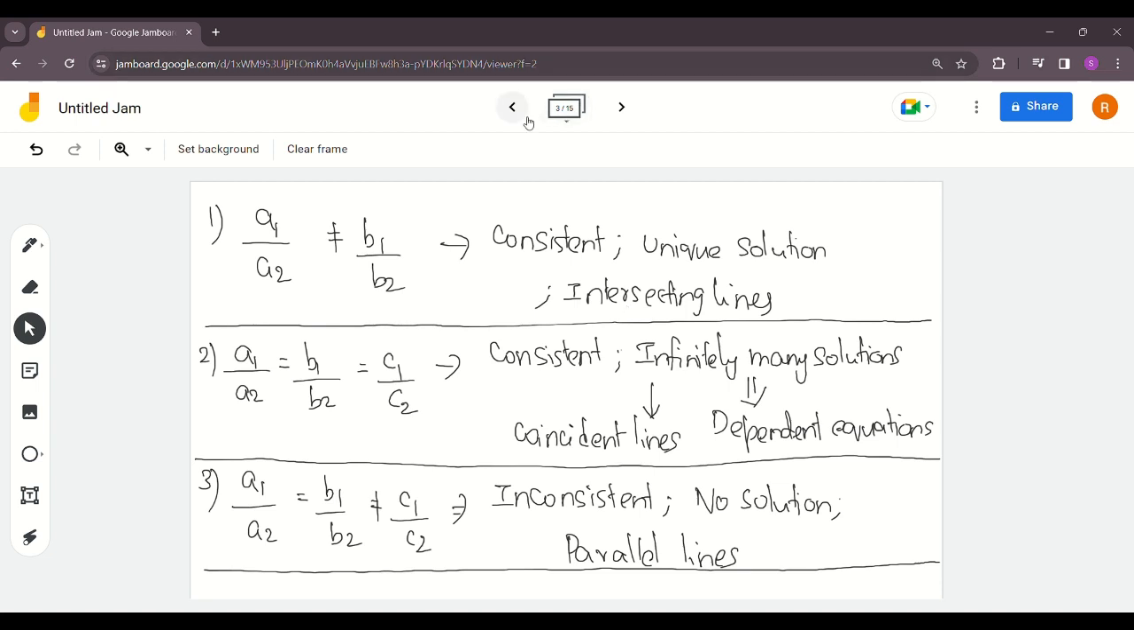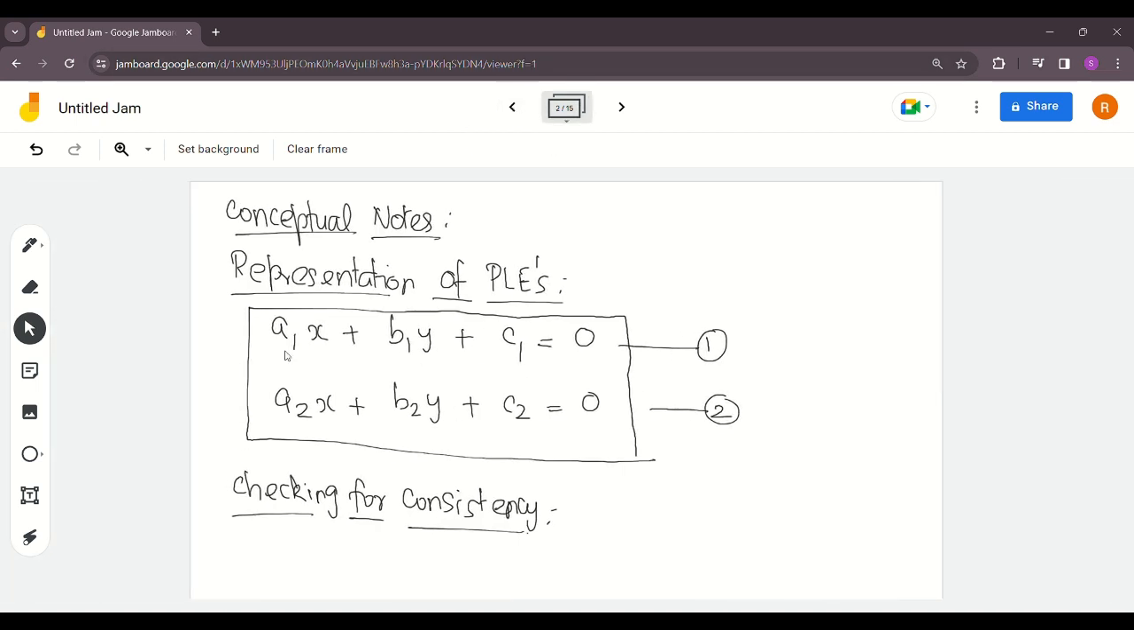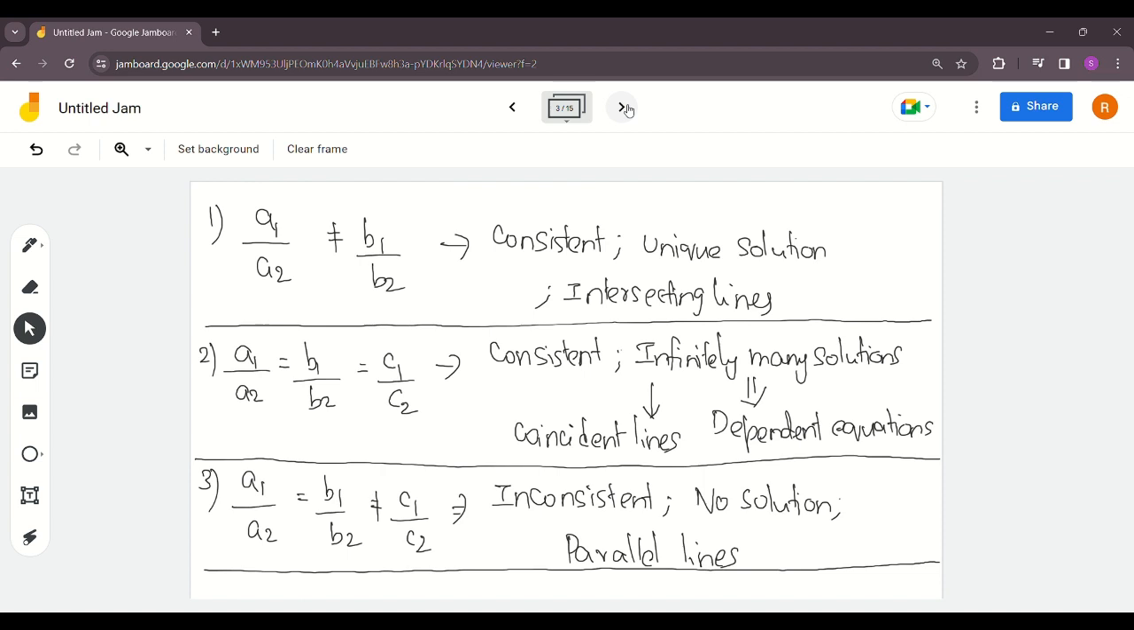But if a1 by a2 equal to b1 by b2 equal to c1 by c2, all of them are equal, then also you can call it consistent. But the system will not have a unique solution this time, but infinitely many solutions. That is, there are many values of x and y which are possible. Infinitely many solutions can also be called dependent equations, and the nature of the lines for infinitely many solutions is coincident lines.